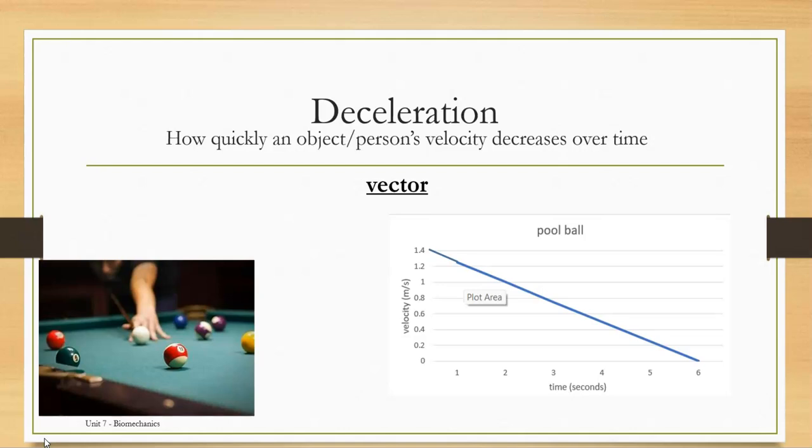As the graph shows here, the velocity will change by 1.4 meters per second through 6 seconds. Dividing the change in velocity by the time taken, this would result in an acceleration of 0.23 meters per second squared.